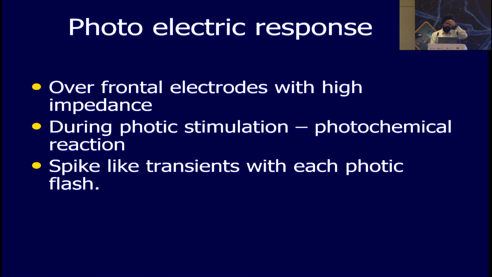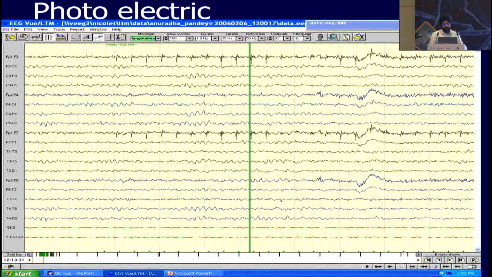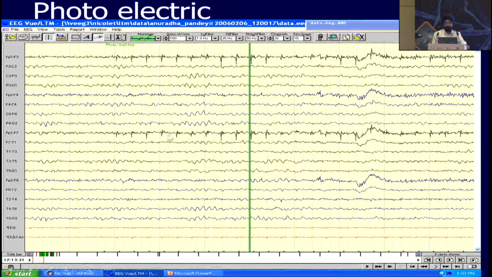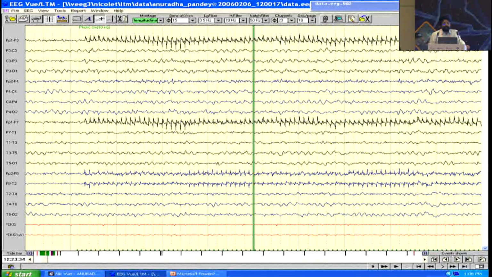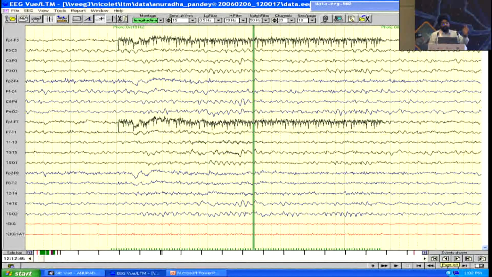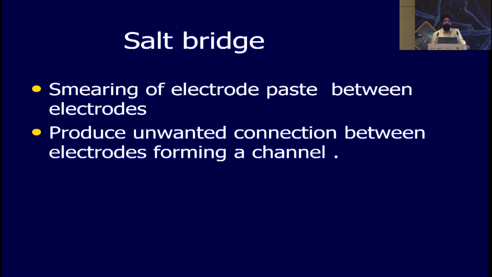Now the photoelectric response is seen over the frontal electrodes with high impedance during photic stimulation. There is a photochemical reaction which can cause a spike-like transient with each photic flash. So here we see photic stimulation at 3 Hz, and we can see left FP1, F7 showing a photoelectric response, a 3 Hz response. On increasing the photic to 4, it is a 4 Hz response, and when we increase to 10, it's a 10 Hz response. So this is time-locked to the photic stimulation.